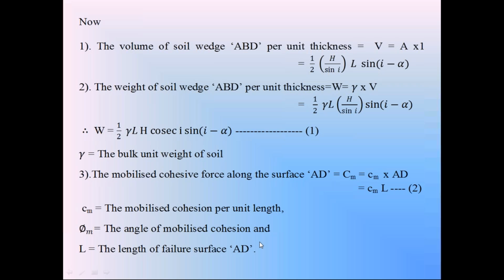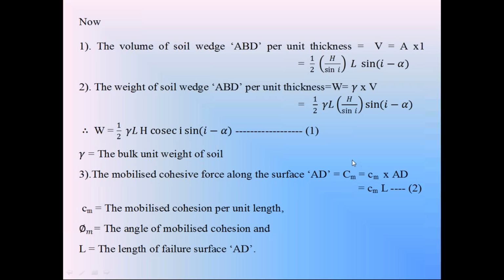Then the second one is the mobilized cohesion force acting on the surface AD, Cm. This is called the total mobilized cohesion force. You can write this mobilized cohesion force as small cm into length AD. The small cm is called the mobilized cohesion force per unit length. So this total mobilized cohesion Cm is equal to the cohesion per unit length, small cm, into the length of the surface AD. That is the equation of this capital Cm, the mobilized cohesion force.